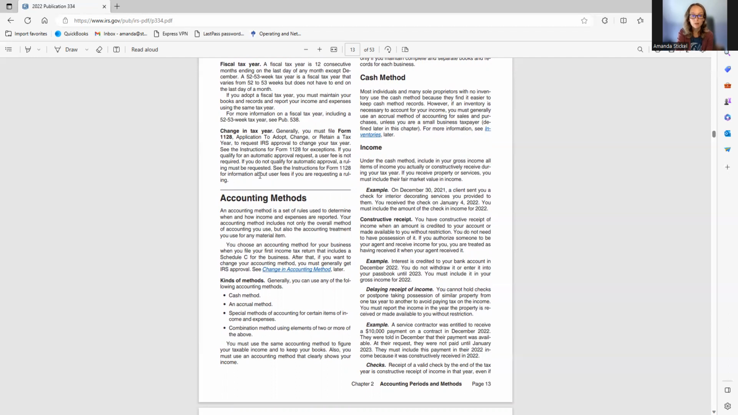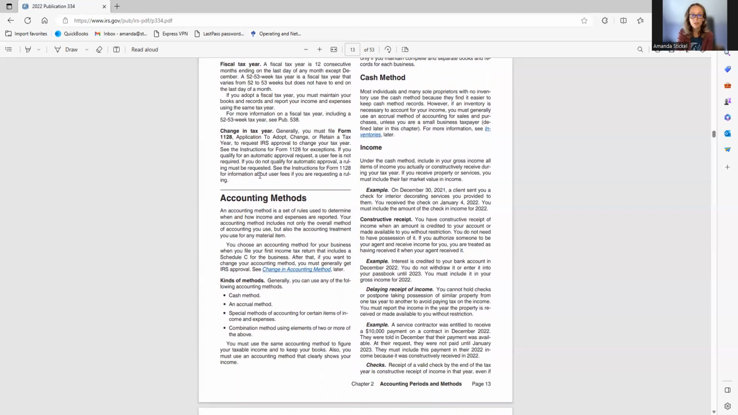Your accounting method includes not only the overall method of accounting you use, but also the accounting treatment you use for any material item. You choose an accounting method for your business when you file your first income tax return that includes a Schedule C for the business. After that, if you want to change your accounting method, you must generally get IRS approval.